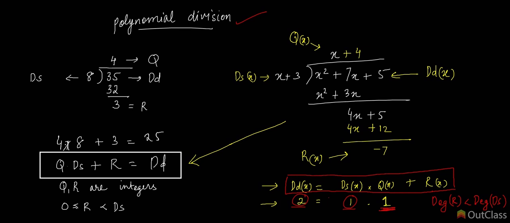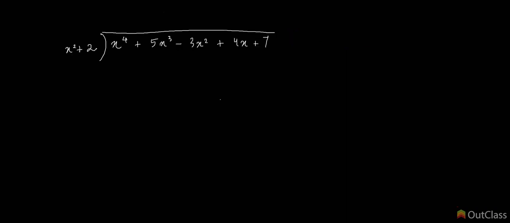We can look at one more example. Here is an example where the dividend is a fourth degree polynomial and the divisor is a second degree polynomial. Now this means that your quotient should have 4 minus 2 is equal to second degree, and your remainder should have a degree less than that. Degree of the remainder is less than 2. It can be 1 or 0. We cannot predict that yet. Let's do the long division and find out.